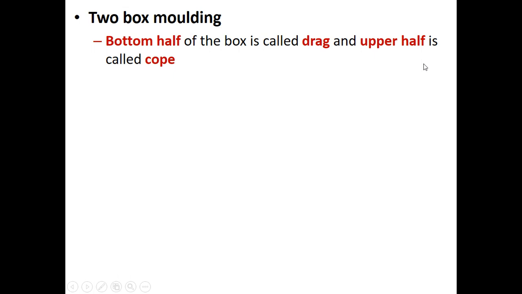Now we are going to move to a very important step, called two box molding. This process you have done during your workshop, so the theory part which I am going to explain will be easy for you. You know that there are two parts. A molding box is required for making this molding, isn't it? So we are going to discuss the molding procedure now. The bottom half of the box is called the drag, and the upper half is called the cope.